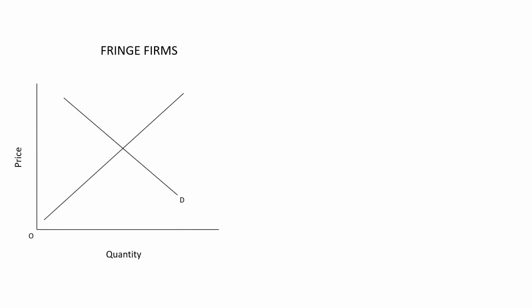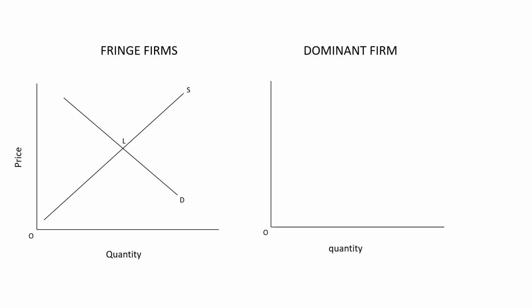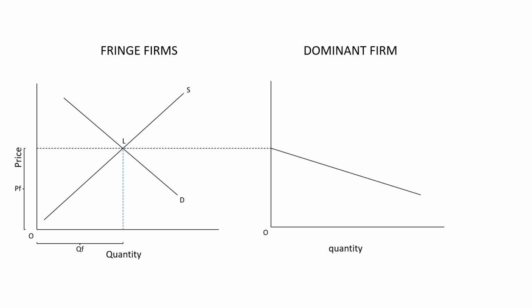This is the graphical representation of the dominant firm strategy. This is the demand curve. This is the supply curve. The demand curve and supply curve intersect at point L, that is market equilibrium. From this we can determine the optimum price, that is PF, and optimum quantity, that is QF, of the fringe firm. The cost of production is less for the dominant firm than the fringe firm.